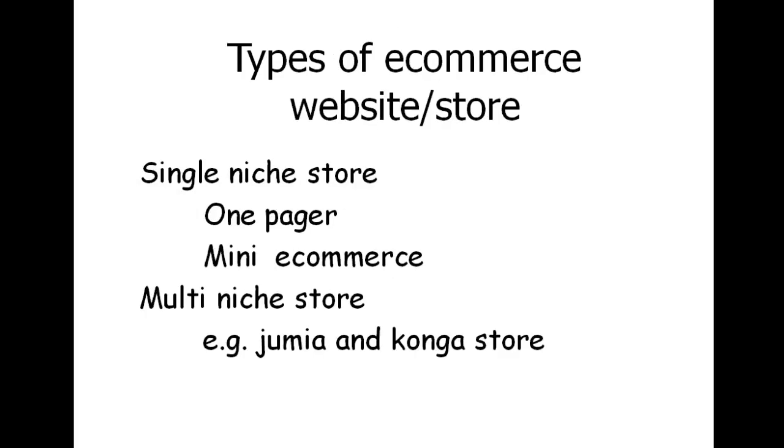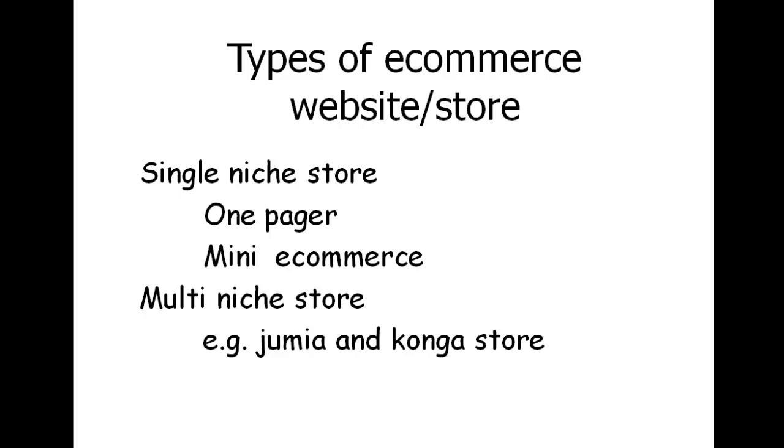Now we look at the types of e-commerce or website store. Number one, we have the single niche store. And under single niche store, we have the one pager store, or the mini e-commerce store. When you are talking about a single niche store, it can be a store where you don't sell more than one product, or your store is created around one product or category of product.